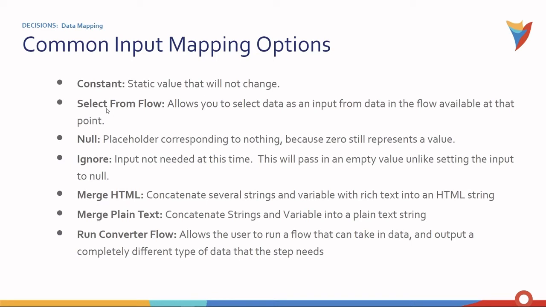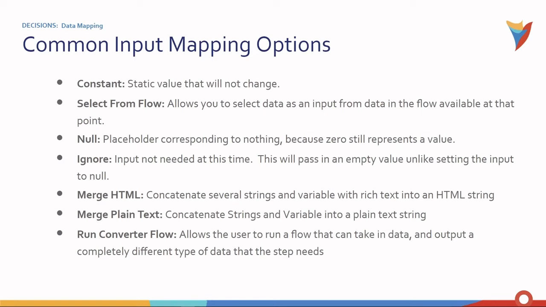The most common though is select from flow, which is going to allow you to select data as an input from data in the flow that has already been generated. So say if you have information coming from a database and you want to call that information inside of your form or inside of a rule, then you're going to select that information from your flow and input it into that particular step.